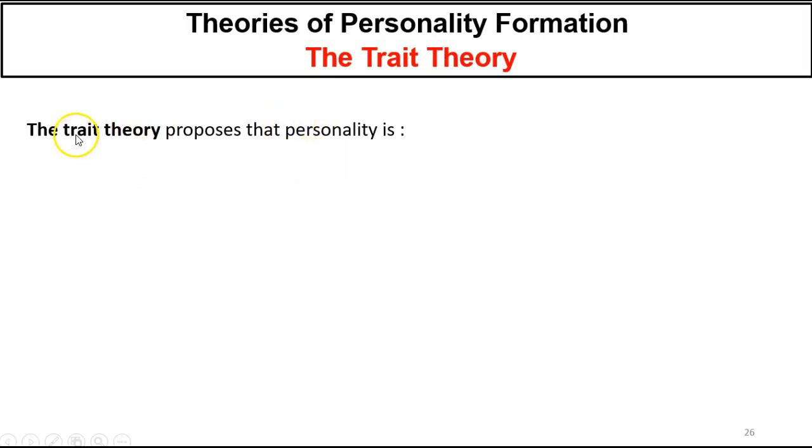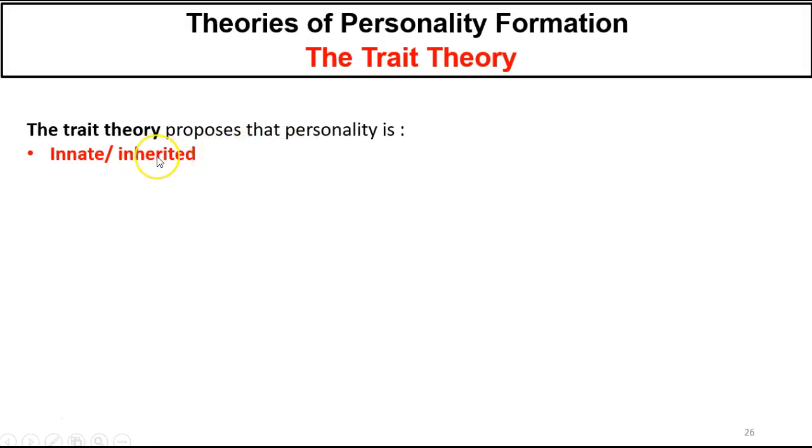If we have a look then, we have to be able to explain them. We have to be able to give an example of them. We have to be able to evaluate them. So really important parts of the specification. So trait theory then, what does it propose? Well, it proposes that personality is innate. It's inherited from our parents. It's genetic.